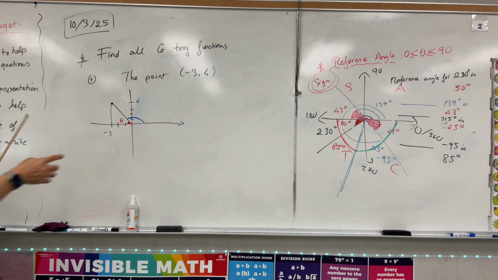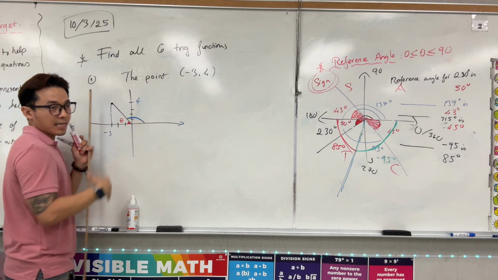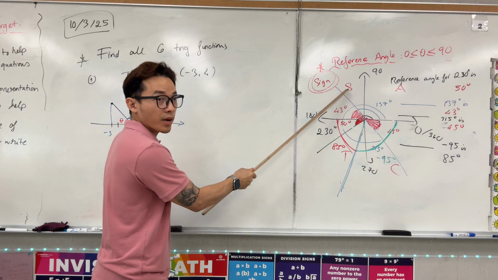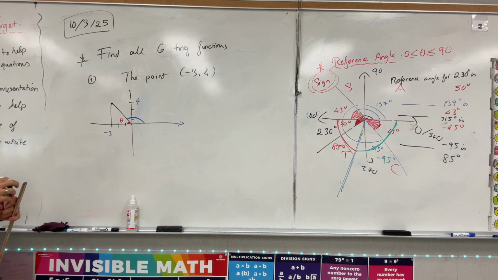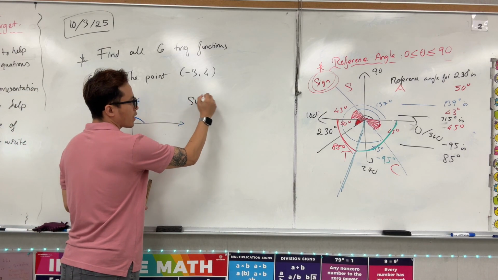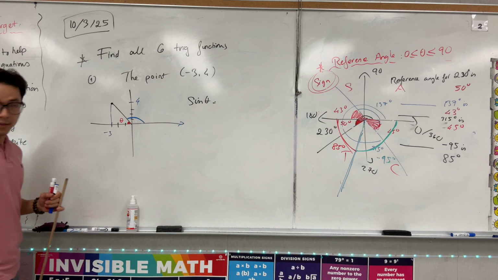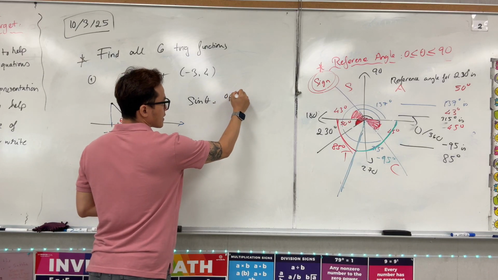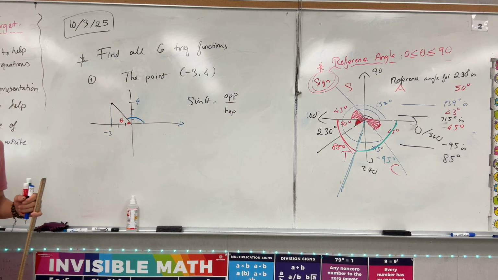But remember, the original angle will be in the second quadrant. That means only sine is positive. Okay? Yeah, that's how it works. All right. So sine equals opposite over hypotenuse, right? You should know that.